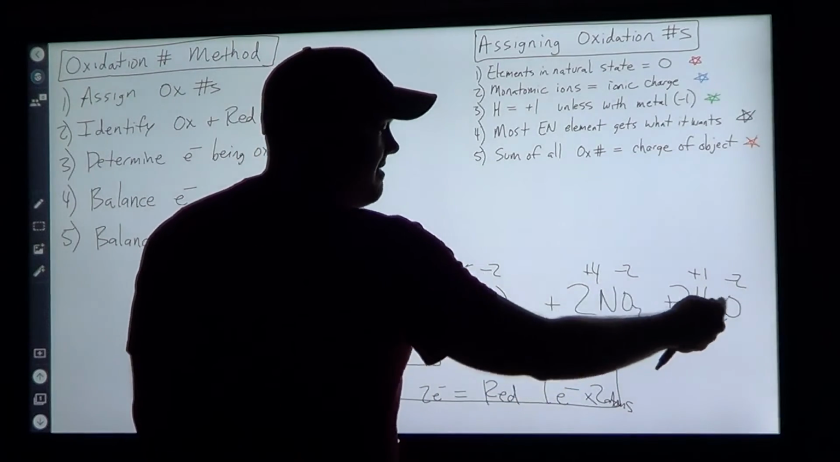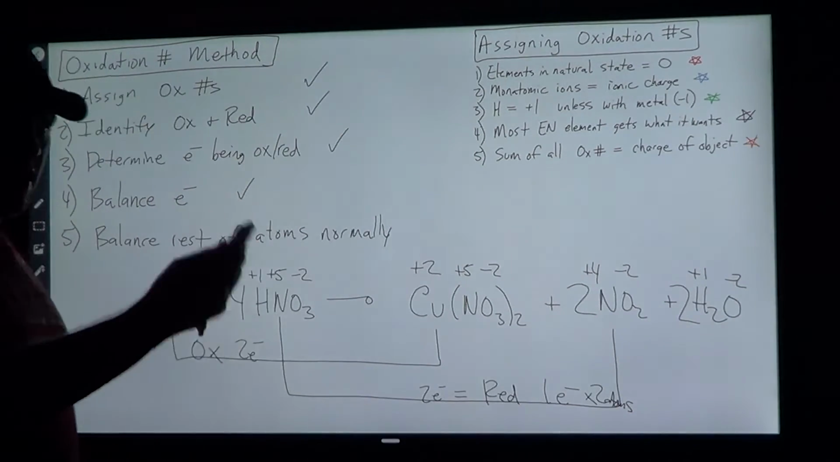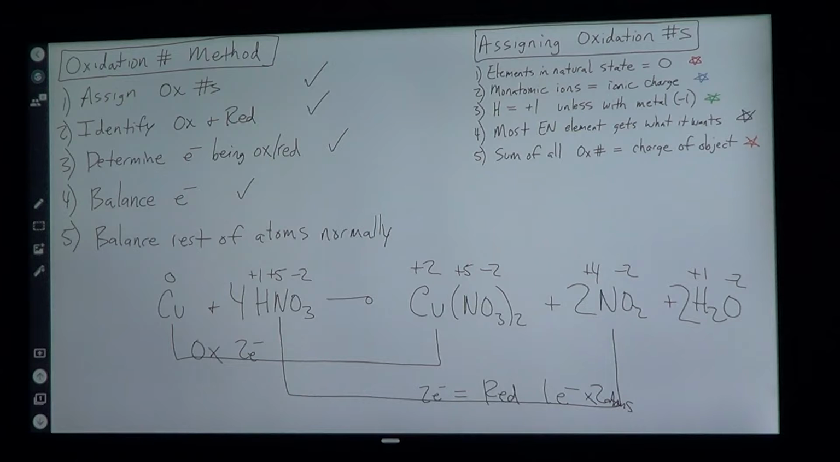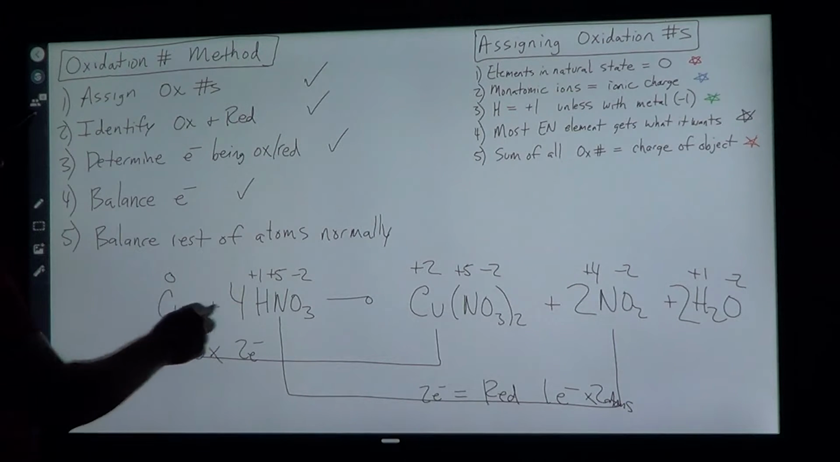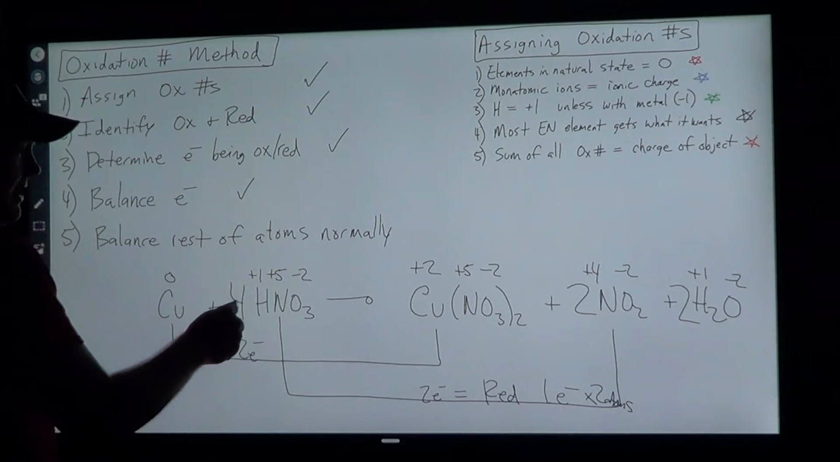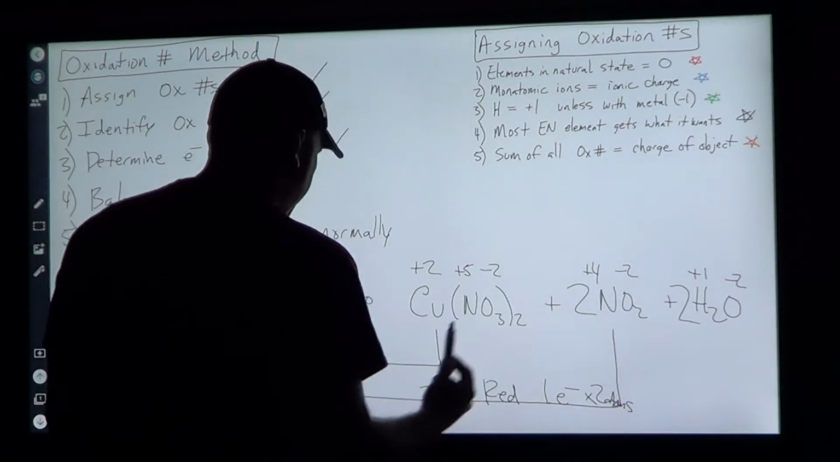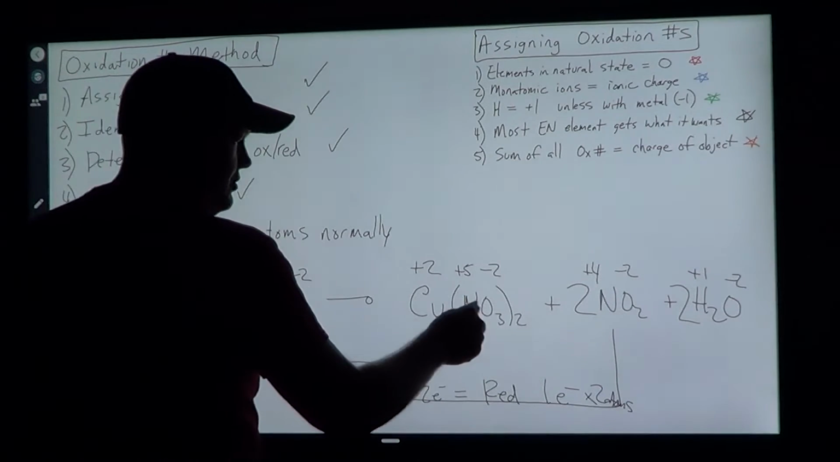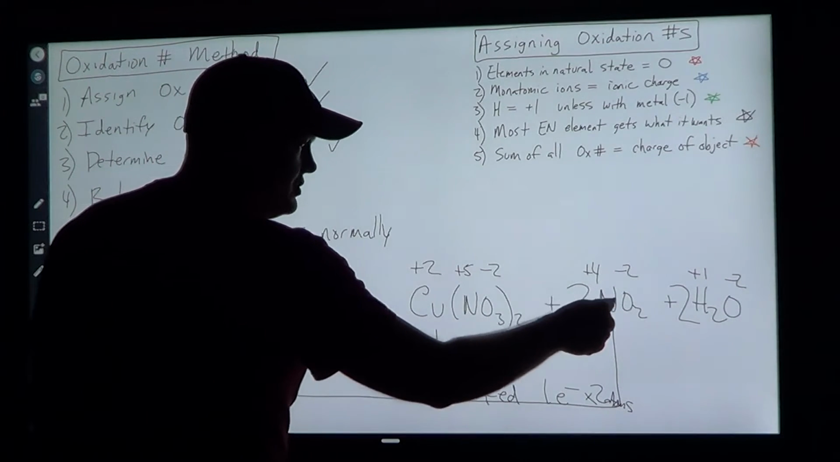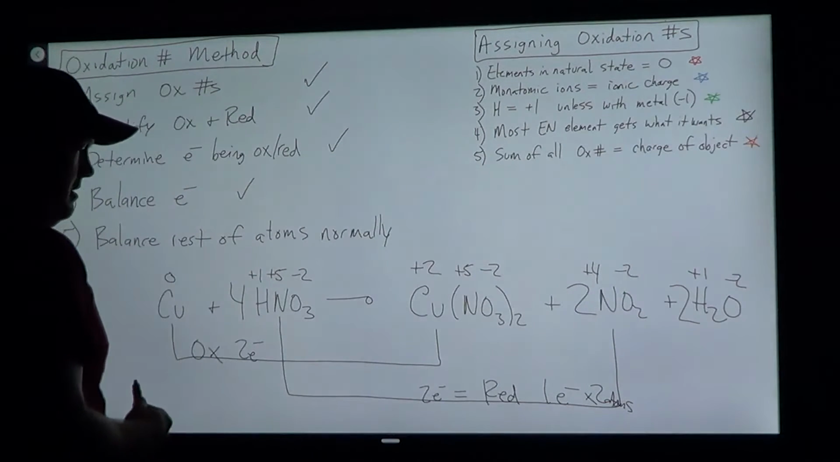And so we have to have 2 waters because the water is where the leftover oxygen goes. And so now if we come back, we have 1 copper and 1 copper. We have 4 hydrogens, 4 hydrogens. We have 4 nitrogens. We have 2 nitrogens in this chemical and 2 more there, which gets us to 4.